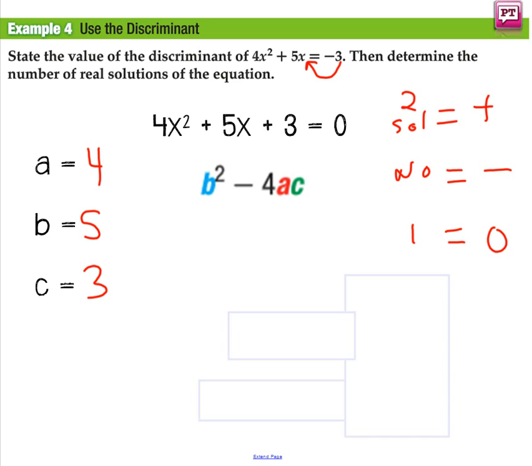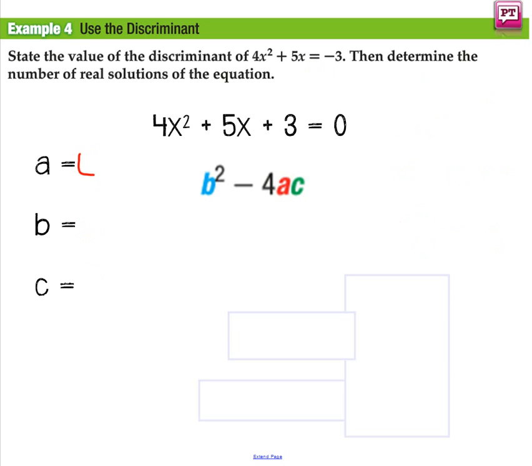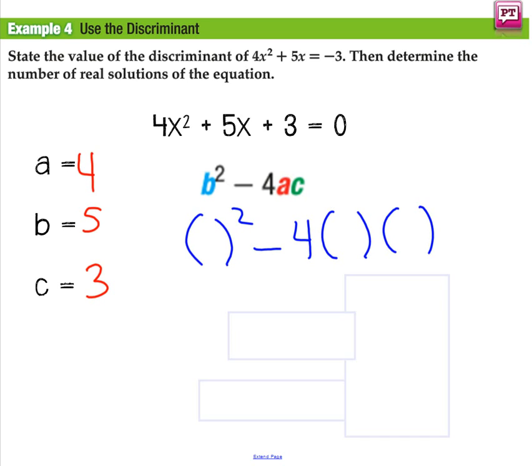Now, I don't know what the solution is. It's not 1, it's not 2. But I do know that there will be 2 solutions, or there will be 1 solution. So let's take a look. B squared minus 4 times A times C. You're going to be doing a lot of this today. When you substitute a value in, you should replace it with parentheses. B is 5, A is 4, and C is 3.